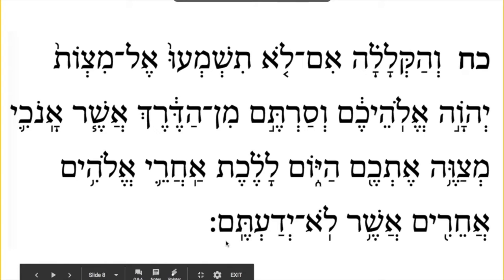Yedatem. Oh, sorry, that's wrong. Asher lo yedatem. Right. So the accent is going to be on the last syllable, because of this vertical line, yedatem.